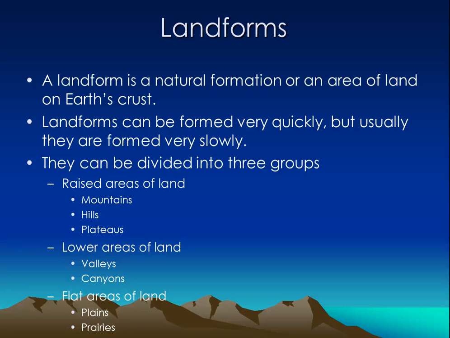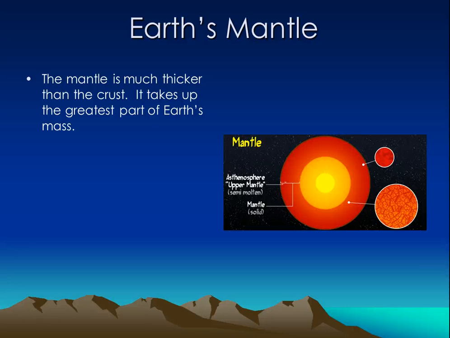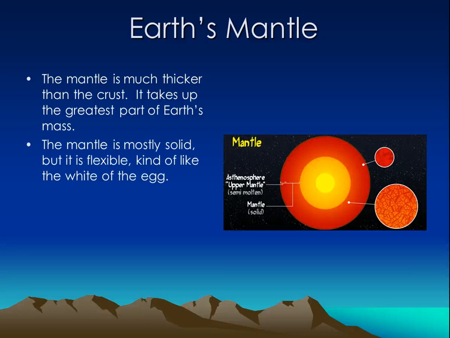So that's Earth's crust. Let's talk about Earth's mantle. The mantle is much thicker than the crust. In fact, it's the greatest part of Earth's mass. It takes up the most space. You can see there in the picture that it takes up more space than any other layer.